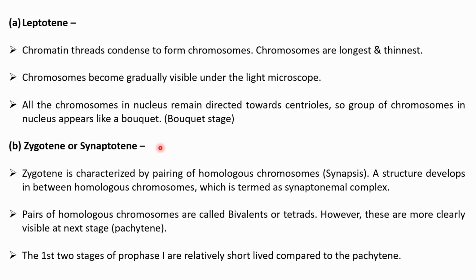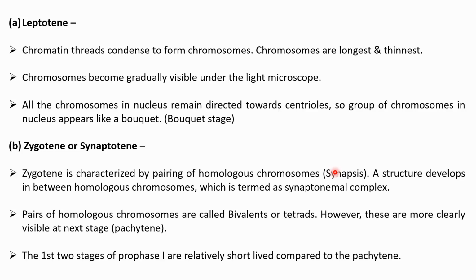After this is the zygotene or synaptotene stage. The zygotene stage is also known as the synaptotene stage, and it is characterized by pairing of homologous chromosomes, or the formation of synapses. So basically in the zygotene stage, the homologous chromosomes pair. Instead of the sister chromatid concept, here we have the concept of homologous chromosomes in meiosis 1, because in meiosis 1 there is a separation of homologous chromosomes, and then in meiosis 2, the sister chromatid separation will take place.